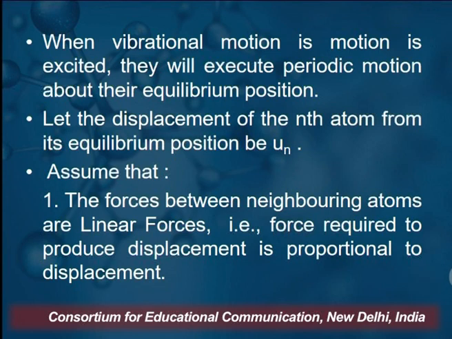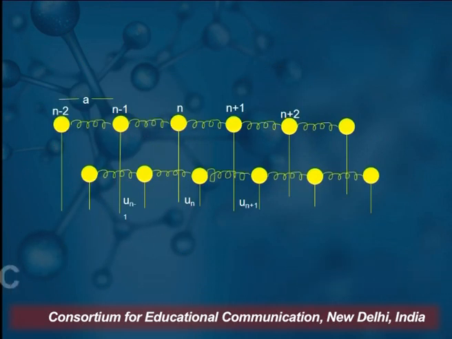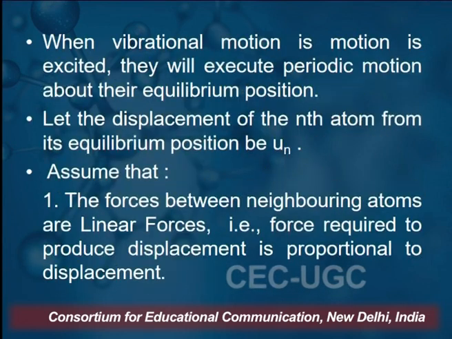So, let the displacement of the nth atom from the equilibrium position be u n. As you can see in the figure, the displacement of the nth atom is u n, the displacement of the n plus 1th atom is u n plus 1, and the displacement of the n minus 1th atom is u n minus 1.